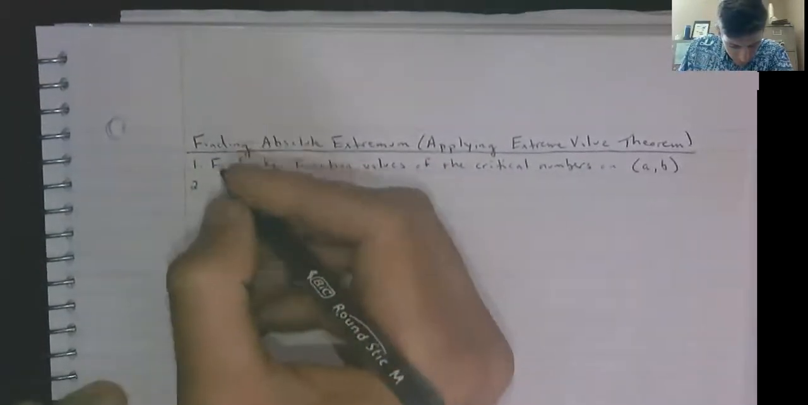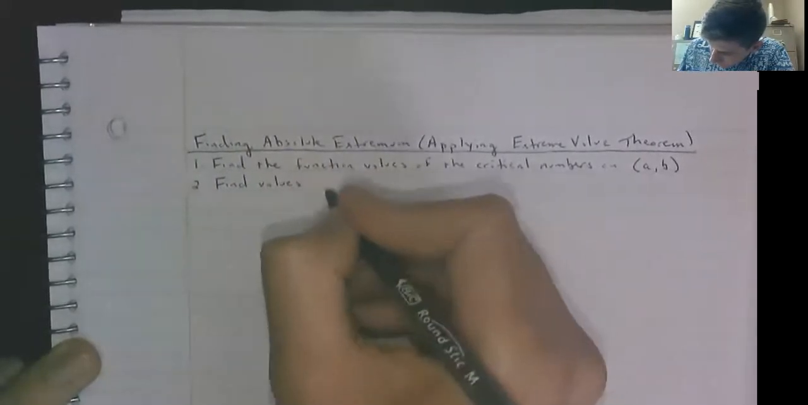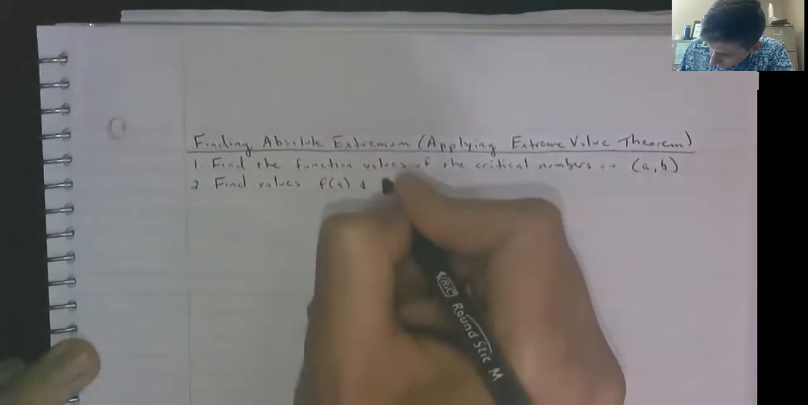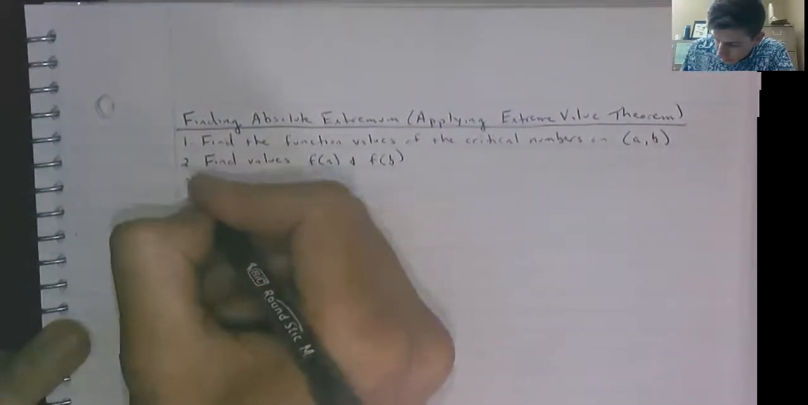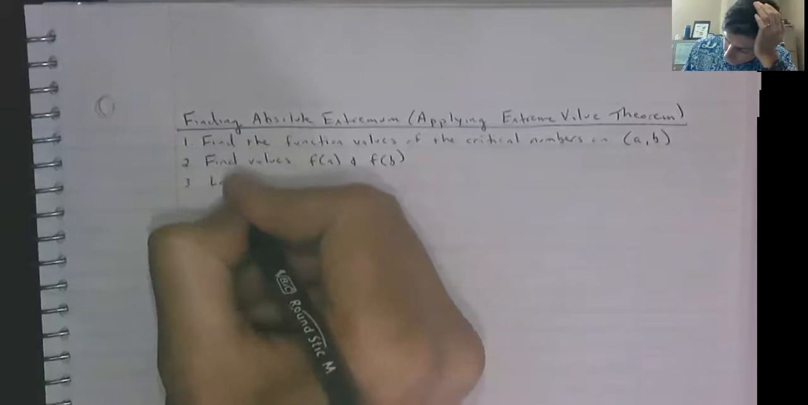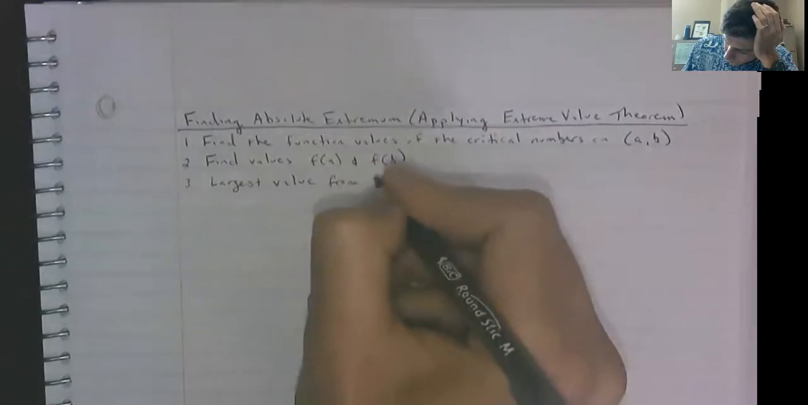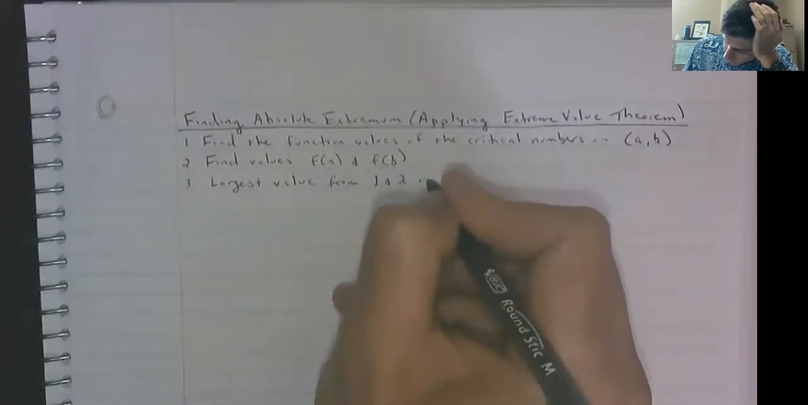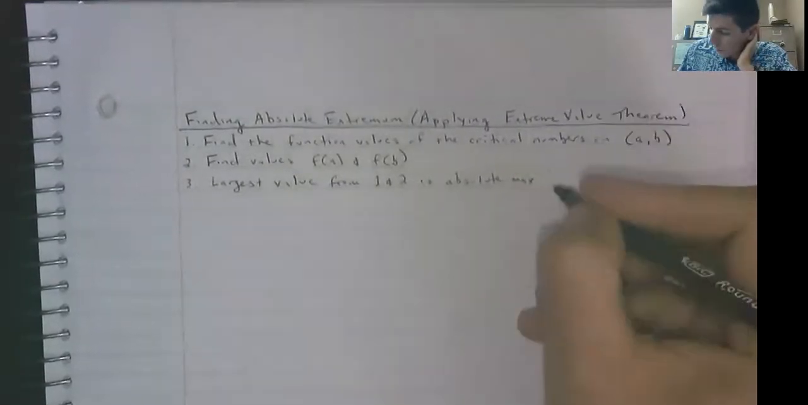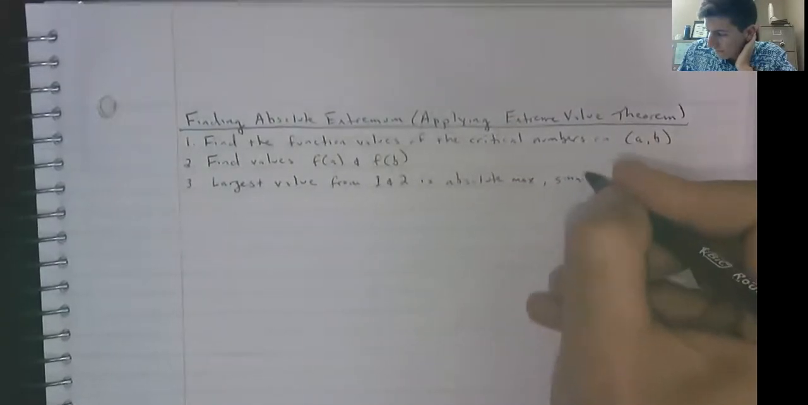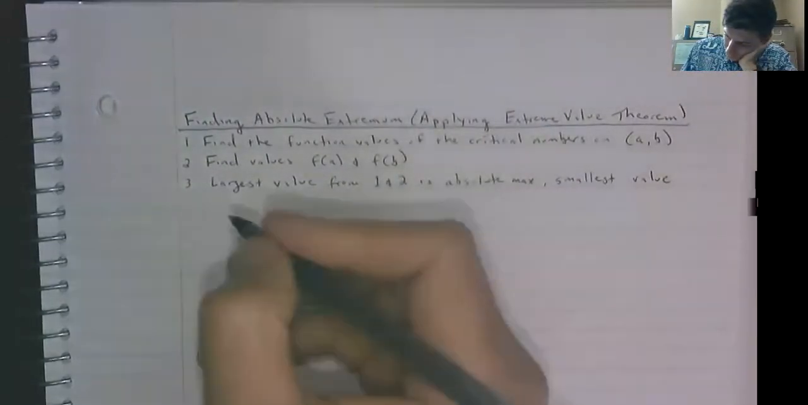Two is find the values f of A and f of B, and then just compare them. Pick out the biggest and the smallest. The largest value from 1 and 2 is the absolute max. The smallest value is the absolute min.